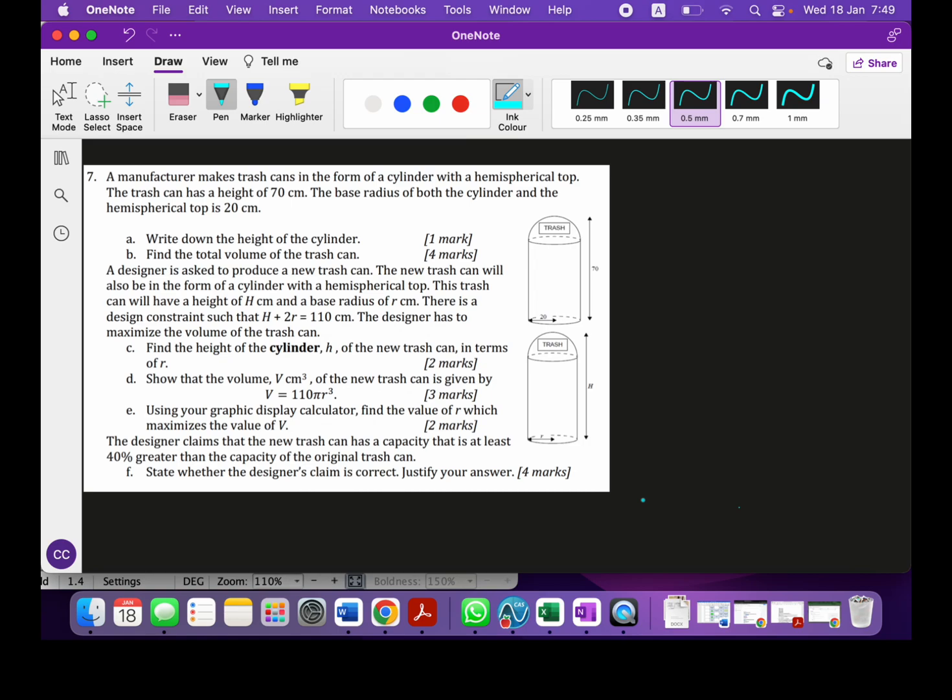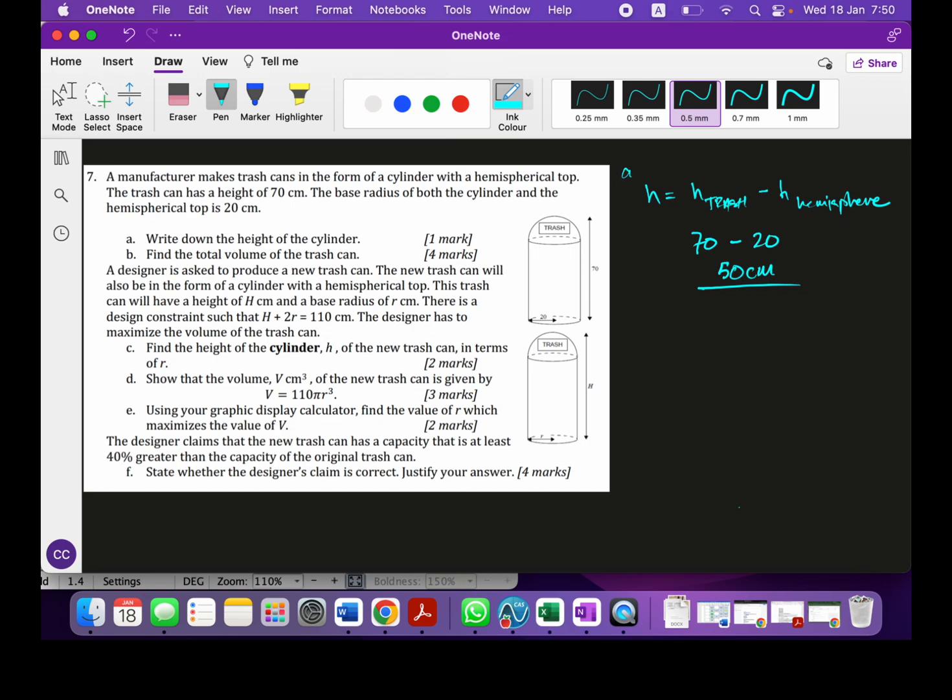So we've got a trash can with a cylinder with a hemisphere top, so half a sphere. The trash can has a height of 70. The base radius of both the cylinder and the hemispherical top is 20 centimeters. We need to know the height of the cylinder. So the cylinder height is going to be the height of the trash can minus the height of the hemisphere. So that is 70, take away 20, so 50 centimeters. That's why that's a 1-mark question.